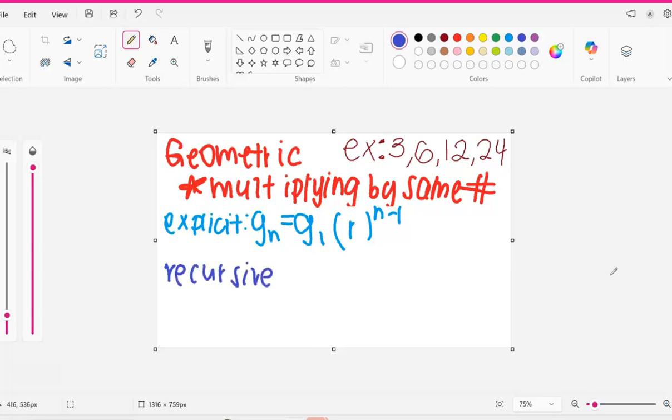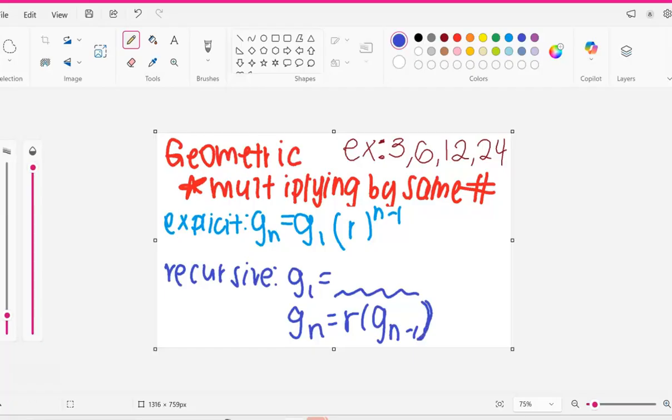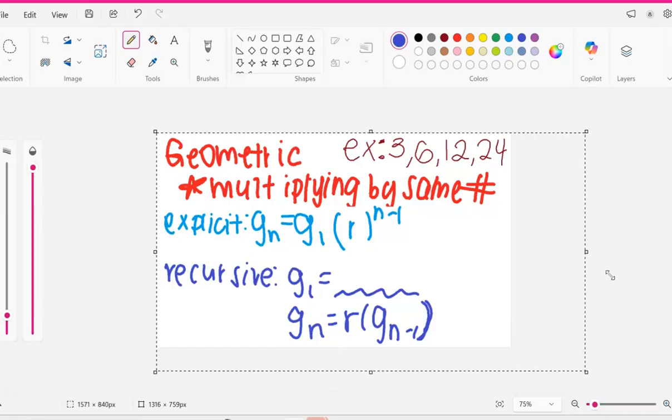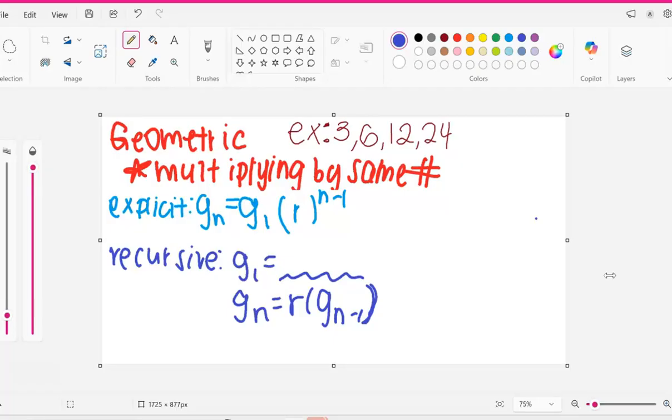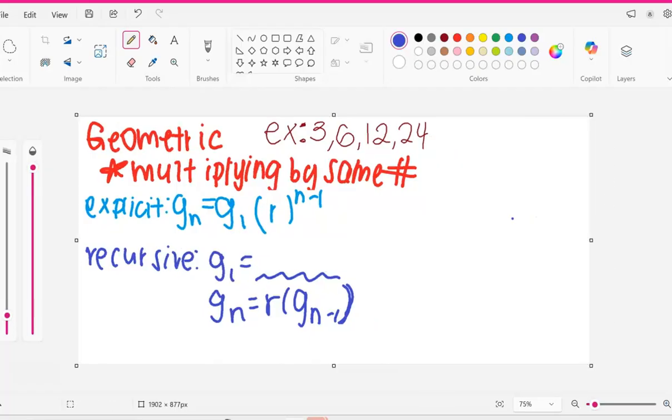Your recursive formula is 2 lines. In the first line, you'll put whatever your first term is. In the second line, you'll put what you're multiplying by, and then we'll say that you keep multiplying by the previous term. So there are 2 things you need to know when you're writing a formula for a geometric sequence: the first term and the ratio.